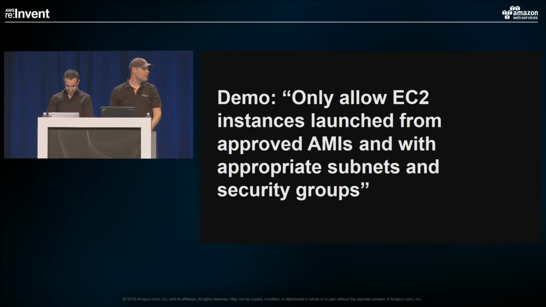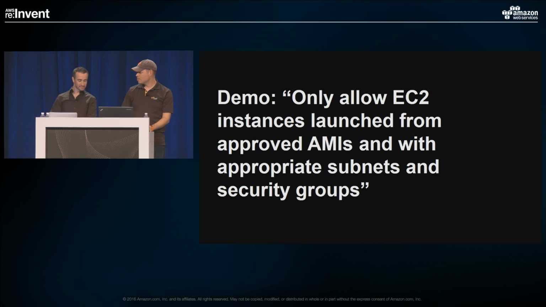All right, so other types of things that we would like to accomplish, our security goals, our objectives for managing the security of our AWS environment, again, expressing that in plain words: only allow EC2 instances launched from approved Amazon machine images, and make sure that they're from appropriate subnets and security groups as well.